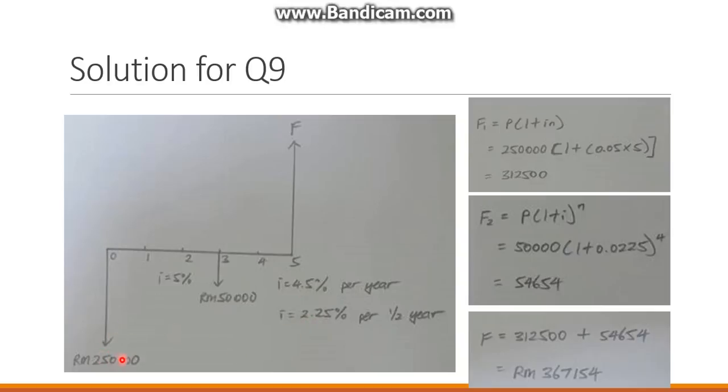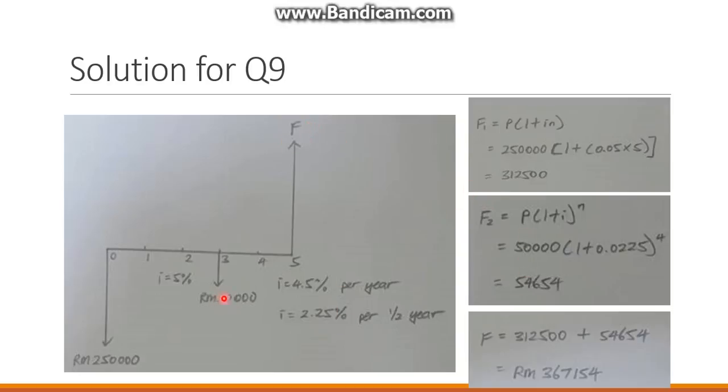For the 250,000, we use the normal simple interest formula, which means we use P, the present value, times 1 plus i times n, where i is the interest rate and n is the number of years. So 250,000 times 1 plus 0.05 interest rate times 5 years, because we need to calculate the F.